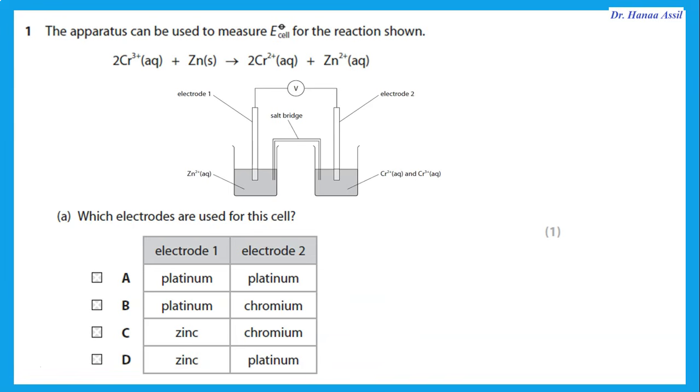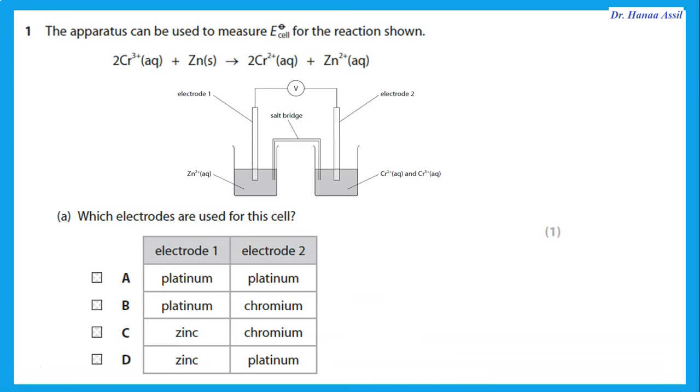So the first question says the apparatus can be used to measure E naught of the cell for the reaction shown. So we have chromium 3 plus and zinc to give chromium 2 plus and zinc 2 plus. Which electrodes are used for this cell? The one on the left has the zinc 2 plus, and that means this is the zinc 2 plus half cell. Zinc is a solid, so that would be electrode 1. So my electrode 1 is zinc.